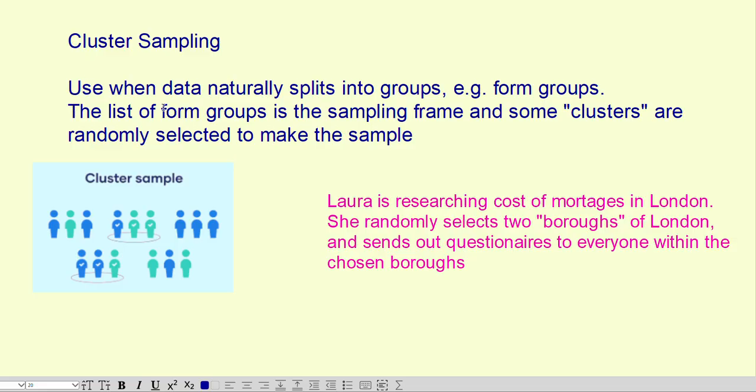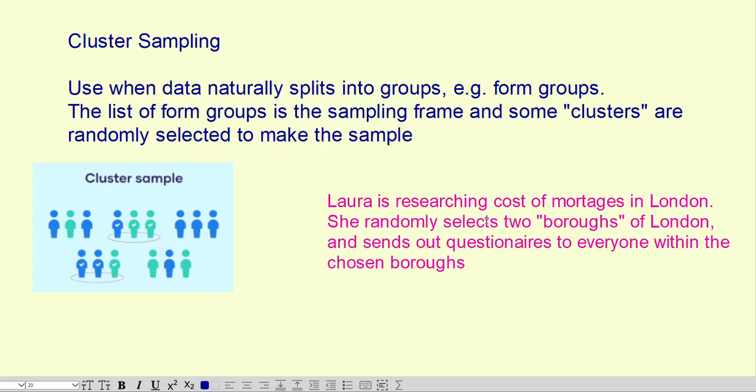So cluster is when data naturally splits into groups. So it could be form groups. For example, it naturally forms into a group. It may also be for towns of a country. Okay, they're natural groups, or counties, natural groups. The list of form groups is the sampling frame, and some clusters are randomly selected to make the sample. So imagine these are different form groups, say different clusters of students. You would just select 2 form groups, okay, out of 5 in this instance.